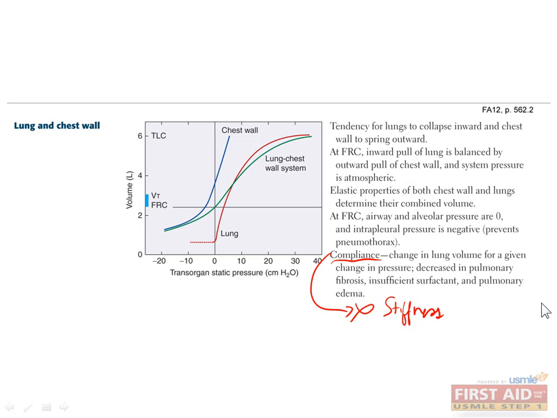So as you can see, where the slope is steeper, you have the most compliance. You tend to have more stiffness, or less compliance, with extreme volumes, and therefore you see a flatter curve.